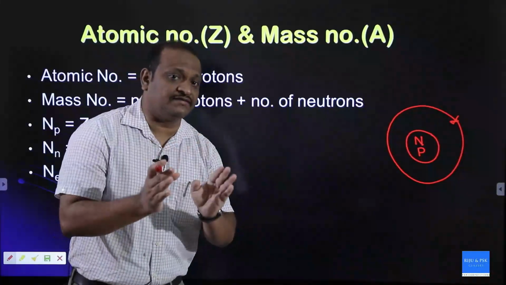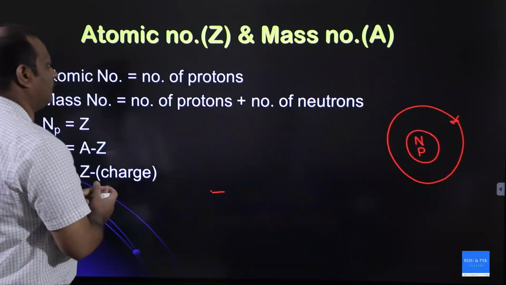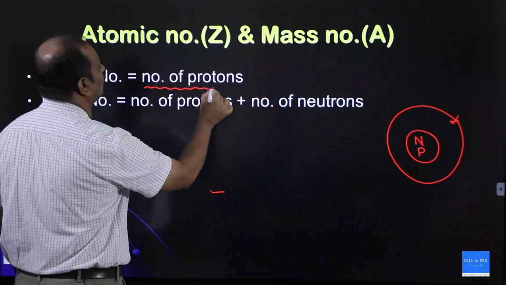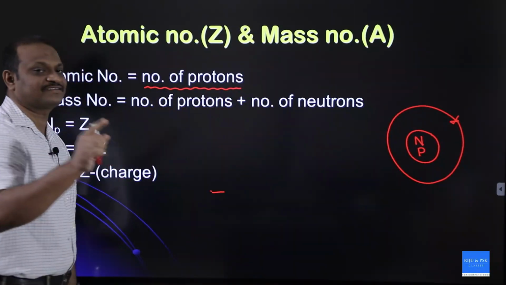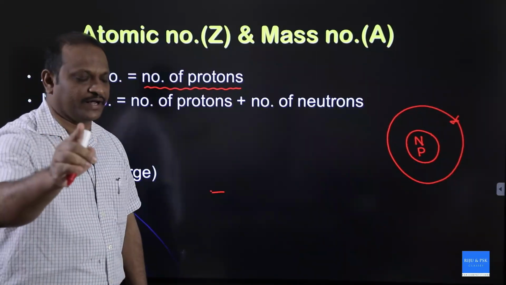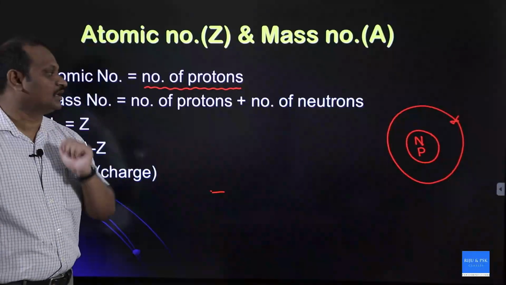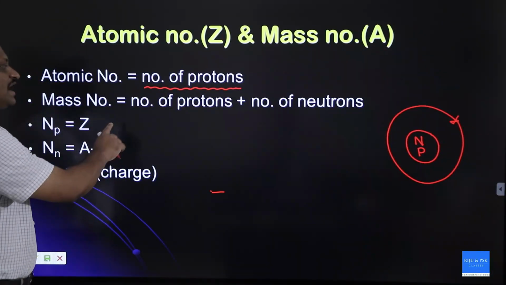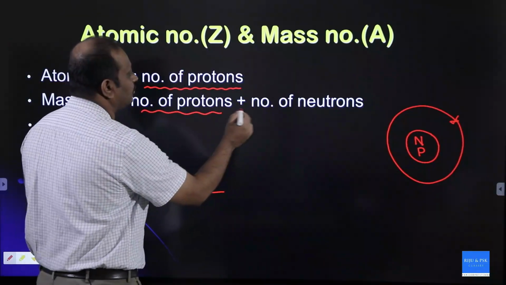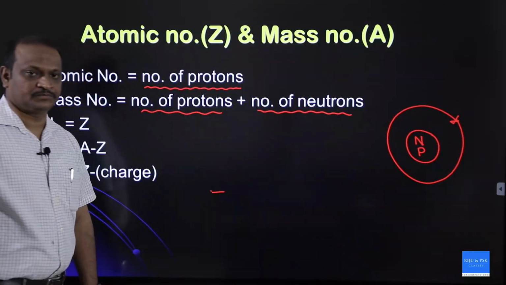Now let's see what is meant by atomic number. Try to understand, all of you. Atomic number means the number of protons inside an atom. So what is atomic number? Don't forget, the number of protons inside the atom. Next point. What is mass number? Mass number means the number of protons plus the number of neutrons.